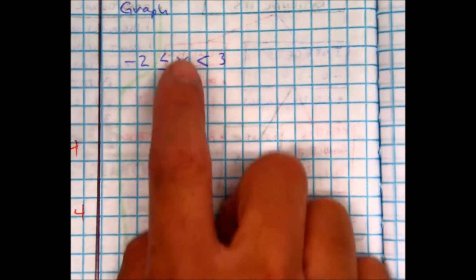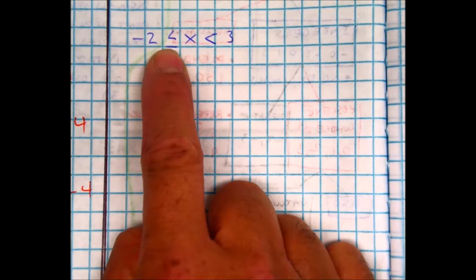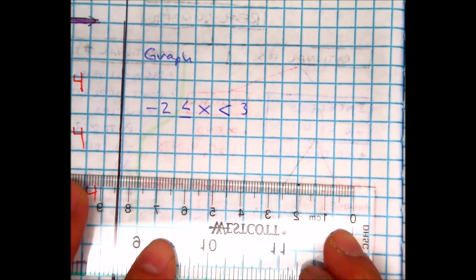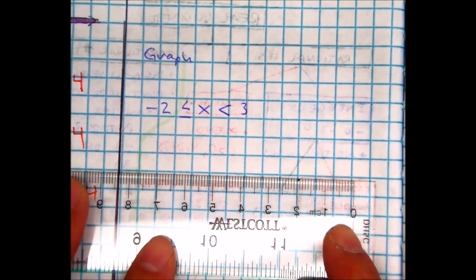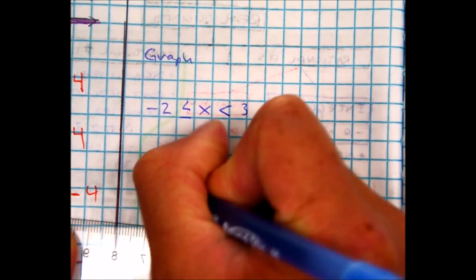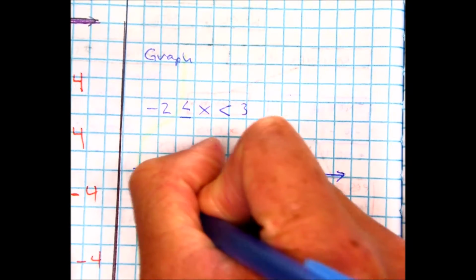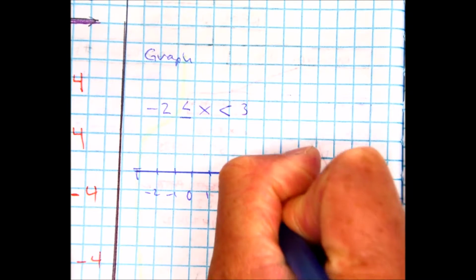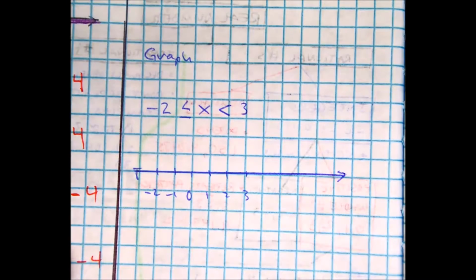Told us to graph -2 is less than or equal to x less than 3. I'm going to use my straight edge, such as an ID card or a ruler, because we don't want to lose points on a quiz or test. I have -2, -1, 0, 1, 2, and 3.